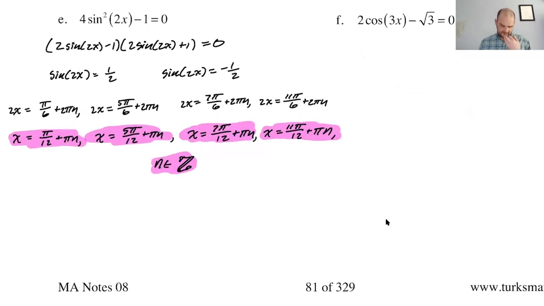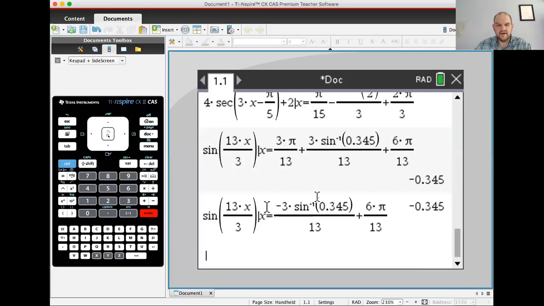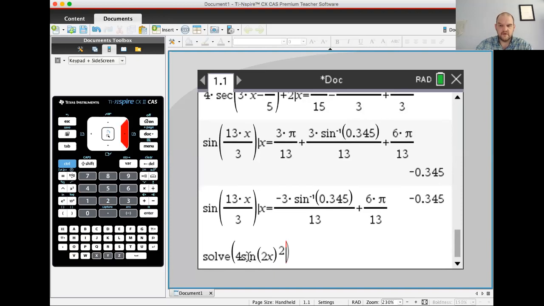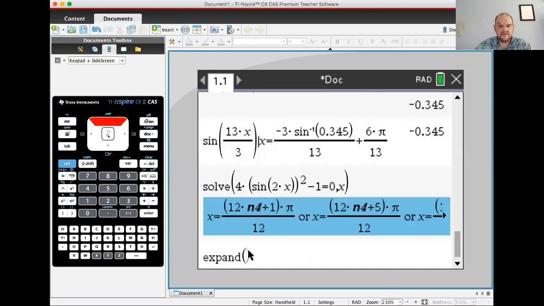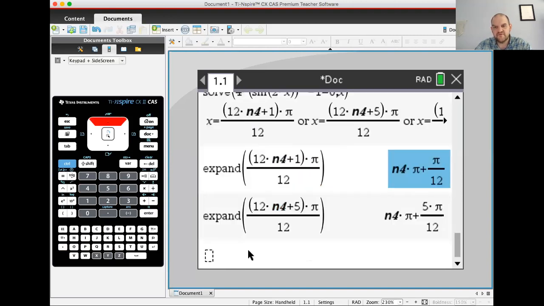All right, so I got a ton of answers. I got 4 answers this time. I think the calculator is just going to solve this, so I'm going to ask it to. So instead of trying to check my answer, I'm going to solve for sine of 2x squared minus 1 equals 0 for x. And then I've got to expand everything. Expand this. Okay, expand. I mean, you can look at them and see it, I think. That's the easier way to do this.